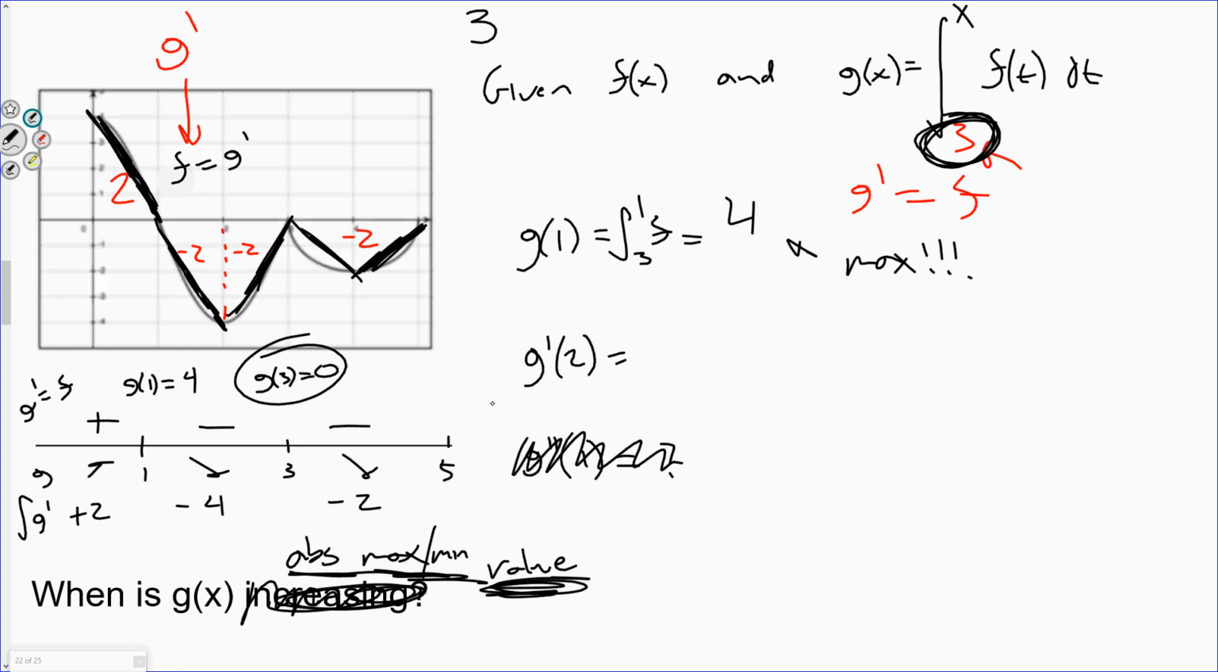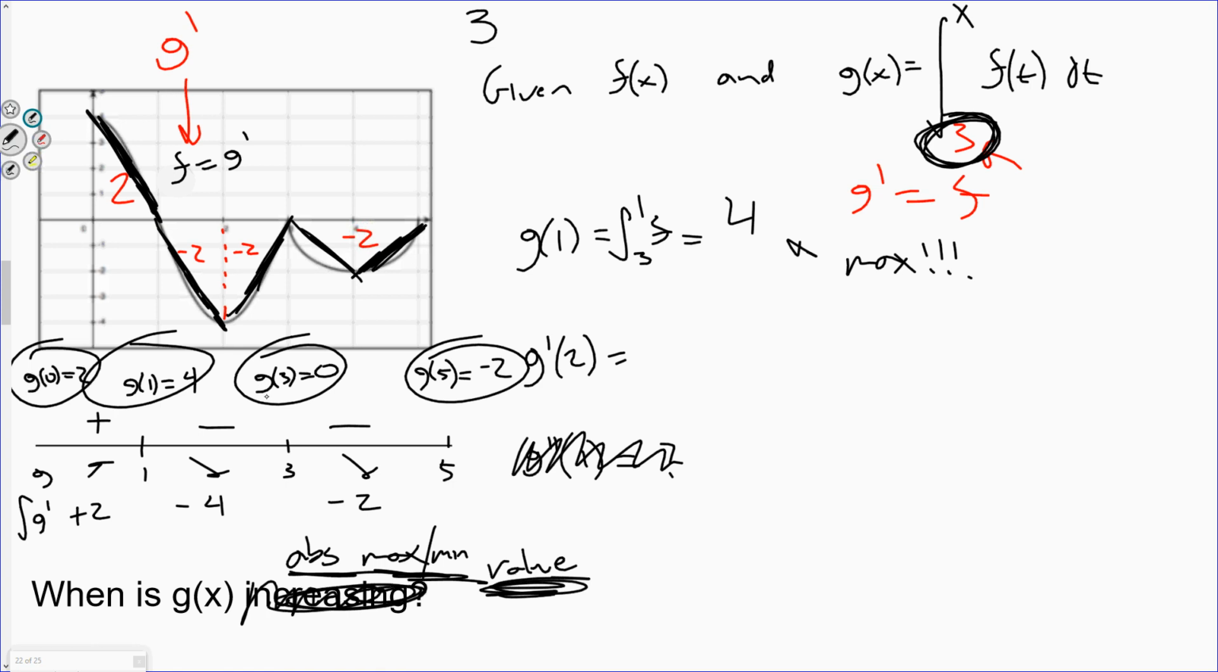What's my min? Well, if I have 0, I'm going to decrease 2 to get G of 5 is negative 2. If I have 4 and I increase 2, I must have come from positive 2, and that's G of 0. These are all of my values that I need to pay attention to. These are my candidates, when my derivative is 0 or an endpoint.